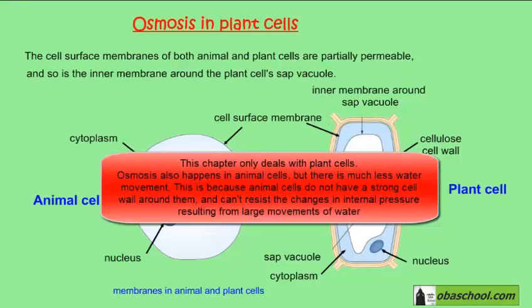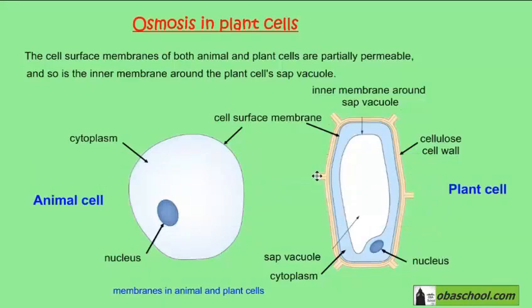This chapter only deals with plant cells. Osmosis, of course, also happens in animal cells, but there is much less water movement. This is because animal cells do not have a strong cell wall around them and can't resist the changes in internal pressure resulting from large movements of water, while plants have cell walls.